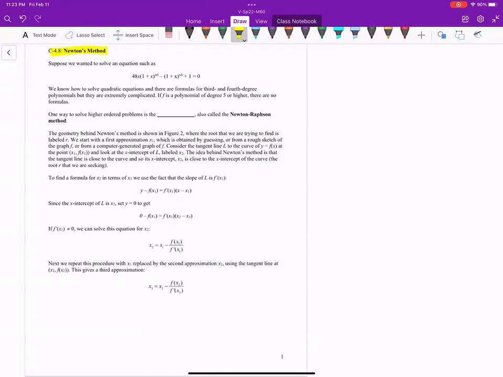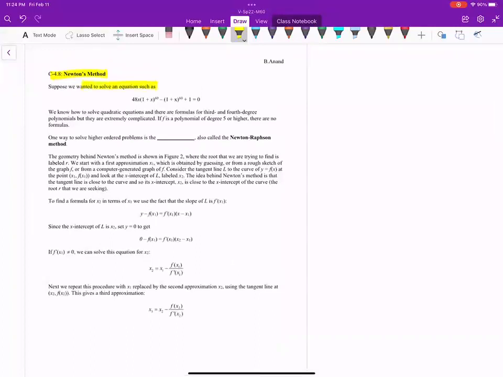When the degree of the polynomial is 2, it's easy to find the root. If the degree is 3, it's okay. But if the polynomials have higher powers, then it becomes very hard to get the root. So Newton's method helps us to approximate the root of an equation.